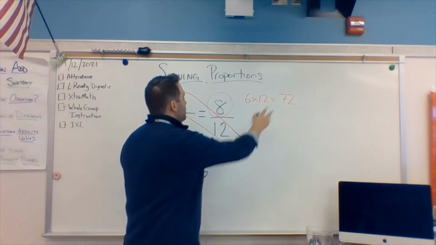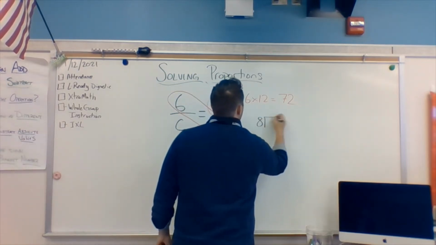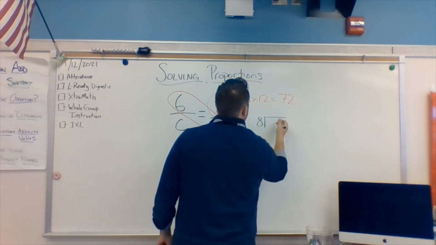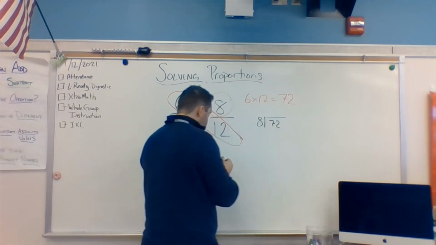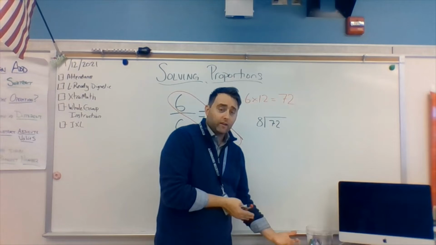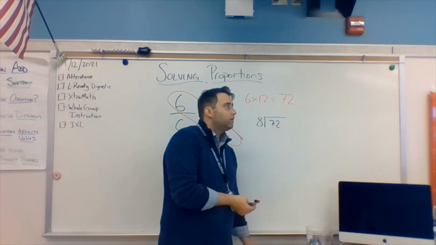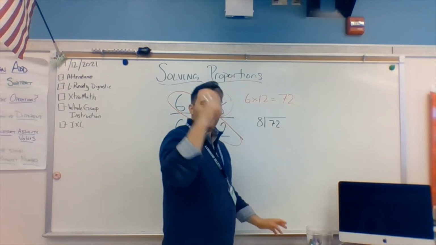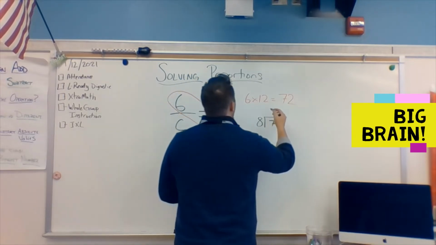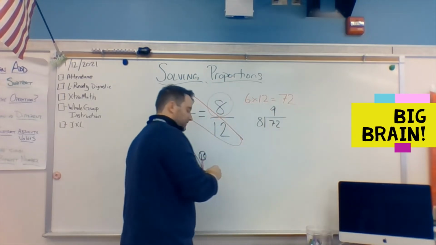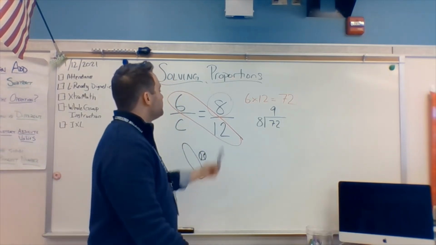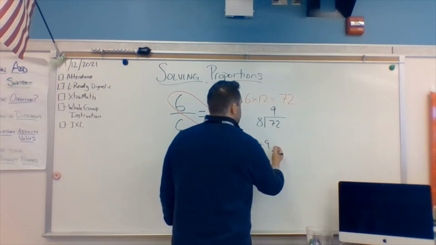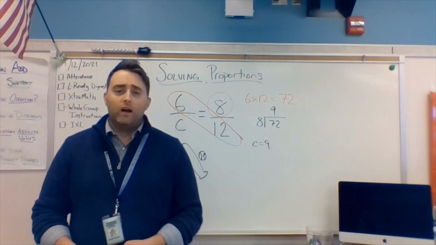Now we need to divide 72 divided by 8. Once again, I'm going to use my calculator. I'm not afraid. Okay? Wait, no. I can do it in my head. Can I? 9 times 8, 72. So it's 9. I don't have to use my calculator. I'm smart. Okay, so what this is saying is C equals 9.